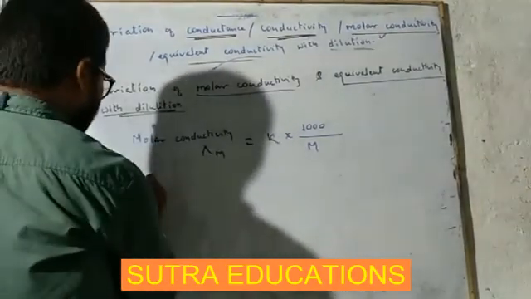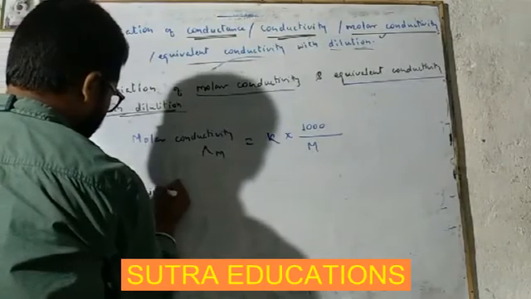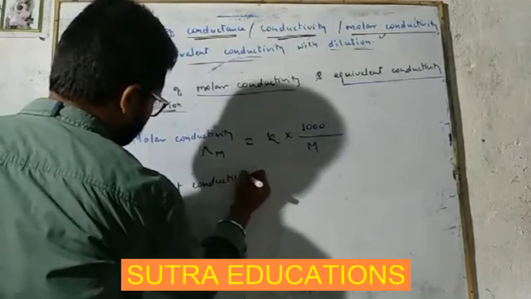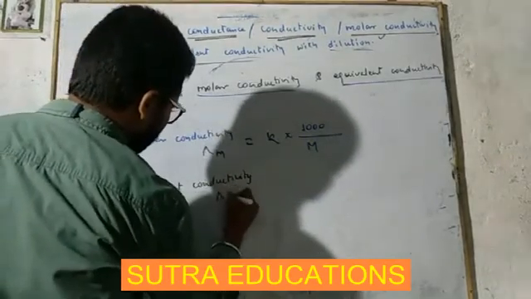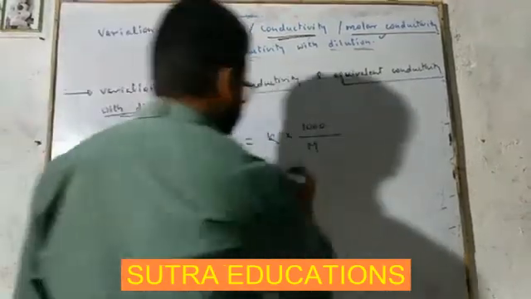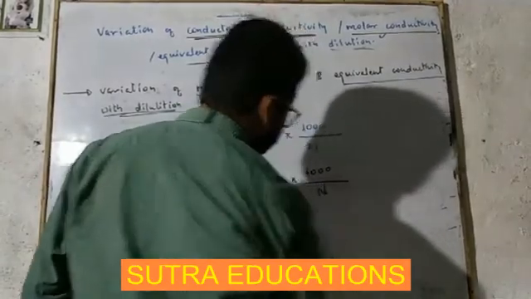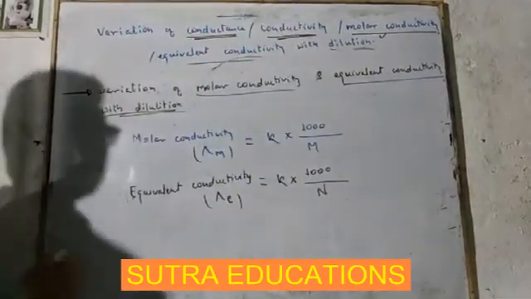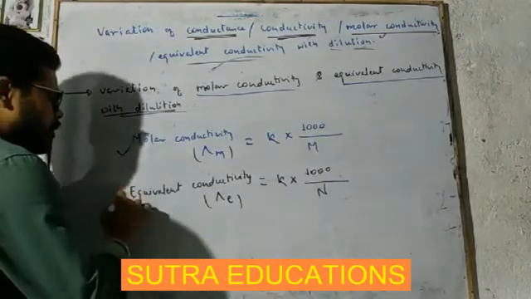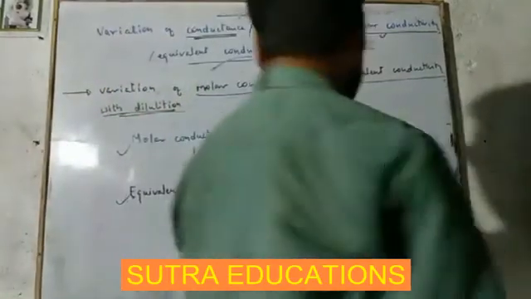And what is equivalent conductivity? Lambda E, equivalent conductivity, is kappa into 1000 by normality. Do you remember I have told you molar conductivity is equal to kappa into 1000 by molarity, and equivalent conductivity is equal to kappa into 1000 by normality.